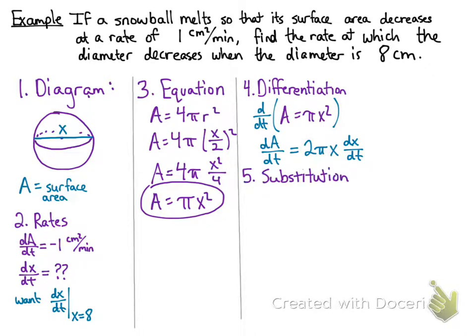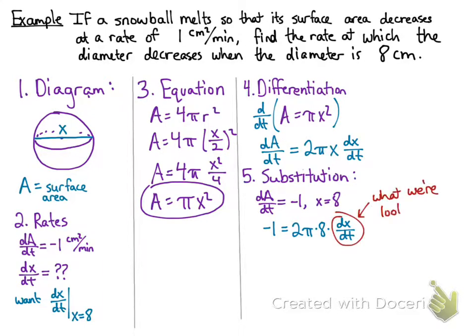Now I substitute in what I know. I know that dA/dt is negative 1, that's over in step 2. And I also know that I'm interested at the moment of time when x equals 8. So I can put in negative 1 for dA/dt and 8 for x. And that's what I get. And notice that dx/dt is the only thing there that I didn't substitute for, and that's because it's what I want to find. I rearrange and I get negative 1 over 16 pi.